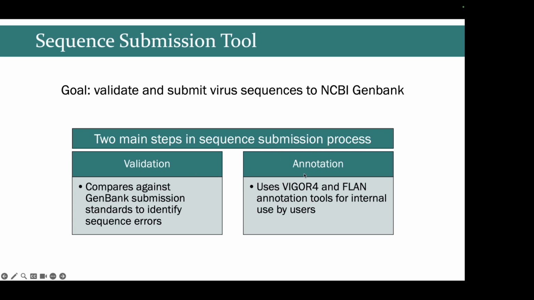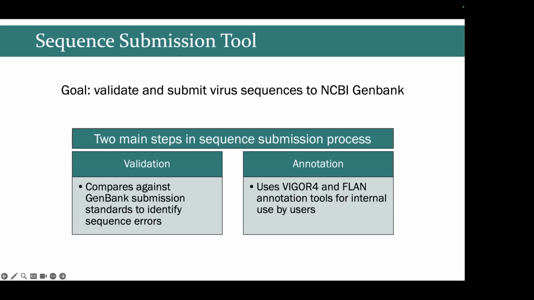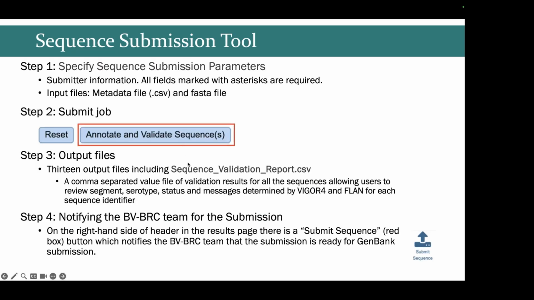And then sequences are annotated using VADR for internal use by users. So you specify sequence submission parameters, include all of the submitter information, and have a metadata file and a FASTA file, and you annotate and validate those sequences. There will be 13 output files, including a sequence validation report. This CSV file shows the validation result for all sequences, and if there are any that have any issues, then you can go back and check those.